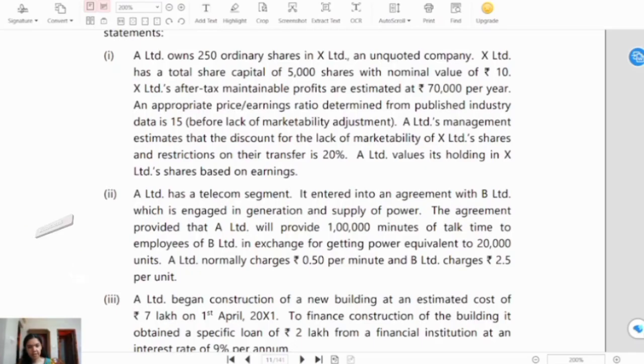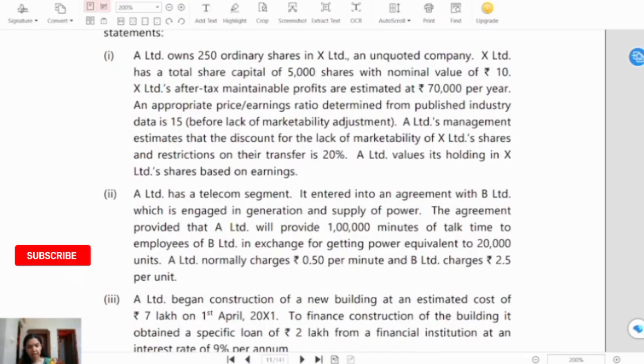So in this case, the following Ind ASs will be applicable. Ind AS 113, that is fair value measurement. This will be for any questions relating to the value of investment in X Limited, that is for issue number 1 here.